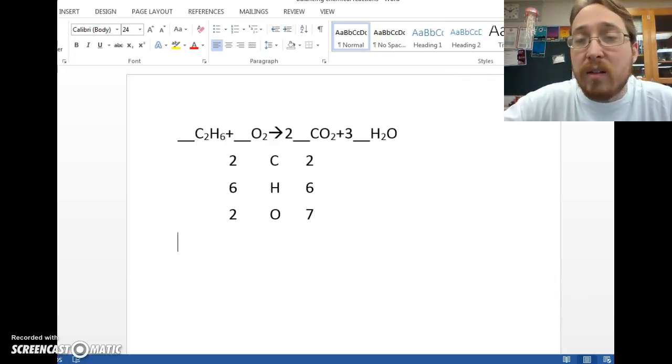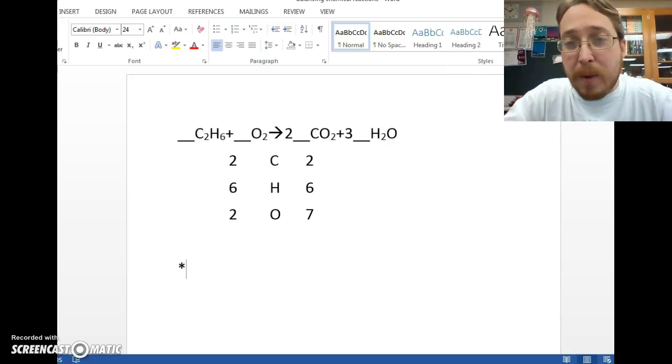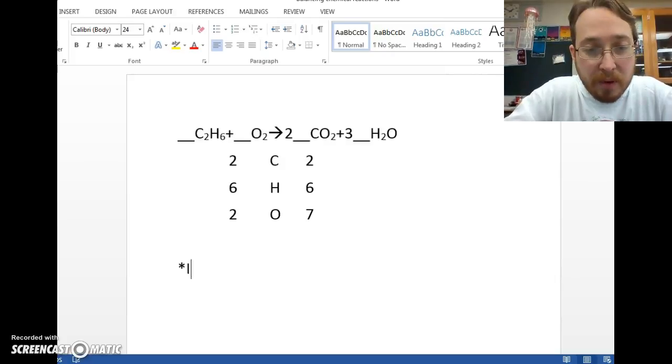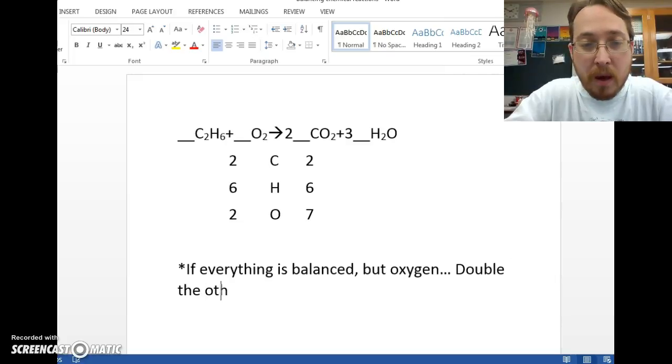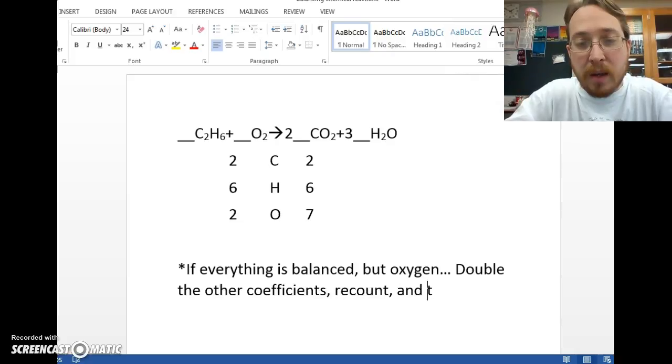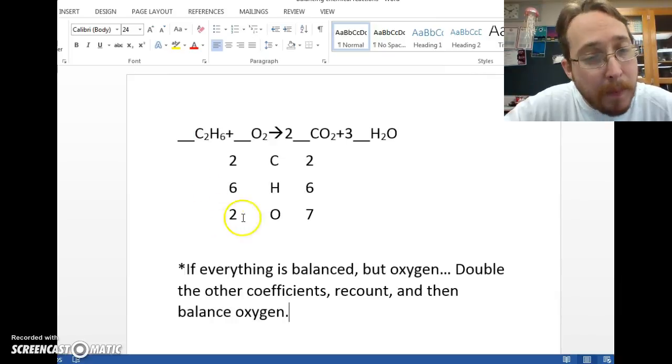And now we get to the special combustion rule. The special combustion rule is: if everything is balanced but oxygen, double the other coefficients, recount, and then balance oxygen. That is our bonus combustion rule. So right now, carbon is balanced, hydrogen is balanced, but oxygen is not balanced. So what do we do? Double everything.